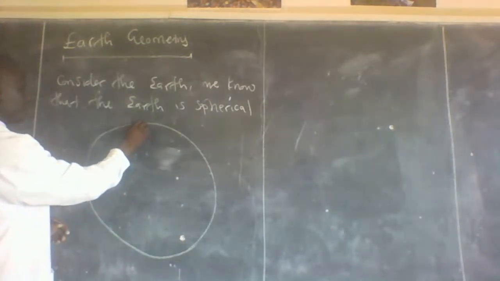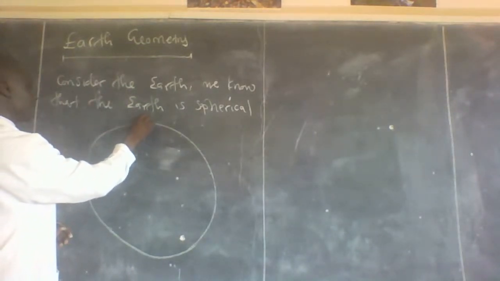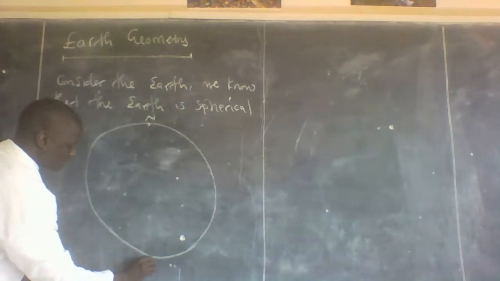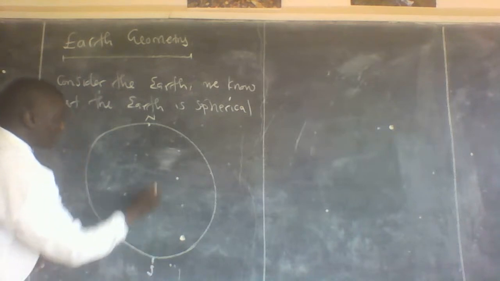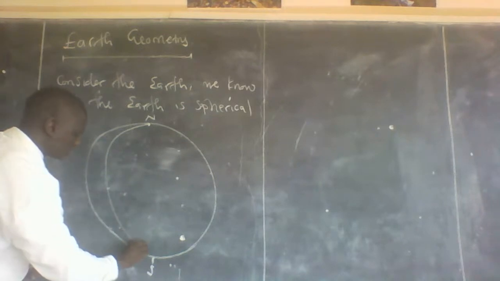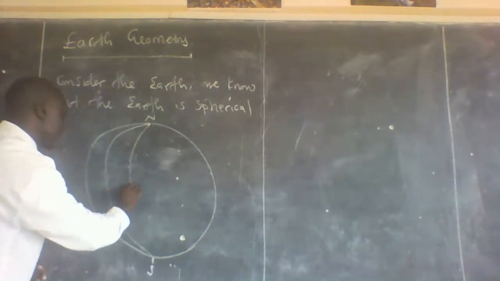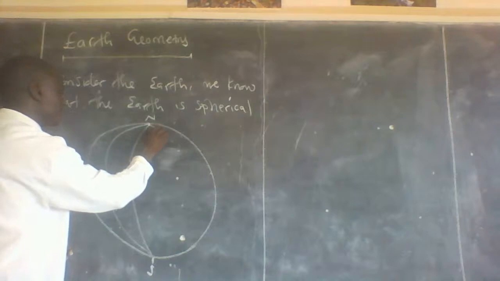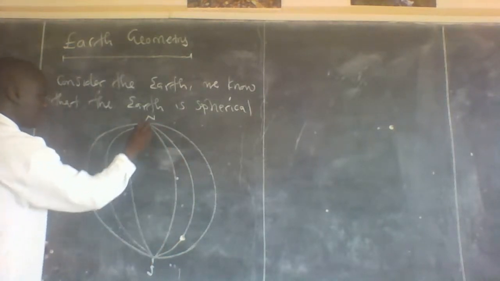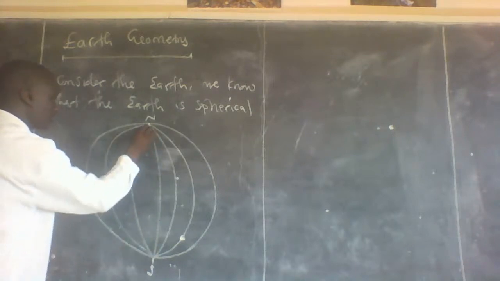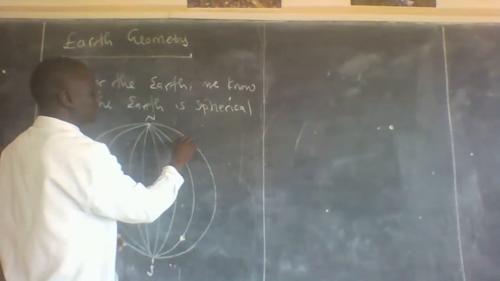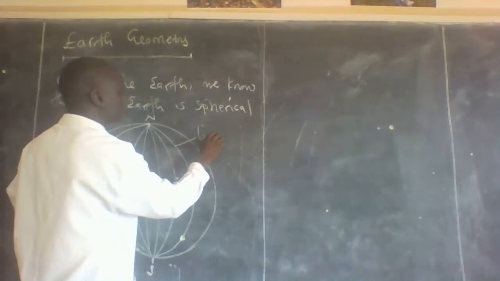we have lines. The point on top is the North Pole. The point at the bottom is the South Pole. And then we have lines that run from the north to the south. What are they called? These lines are called longitude. So this is a longitude.